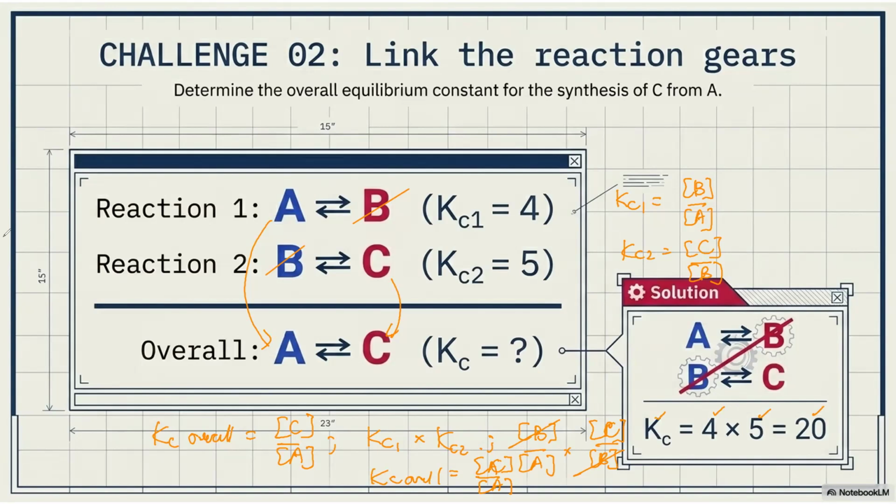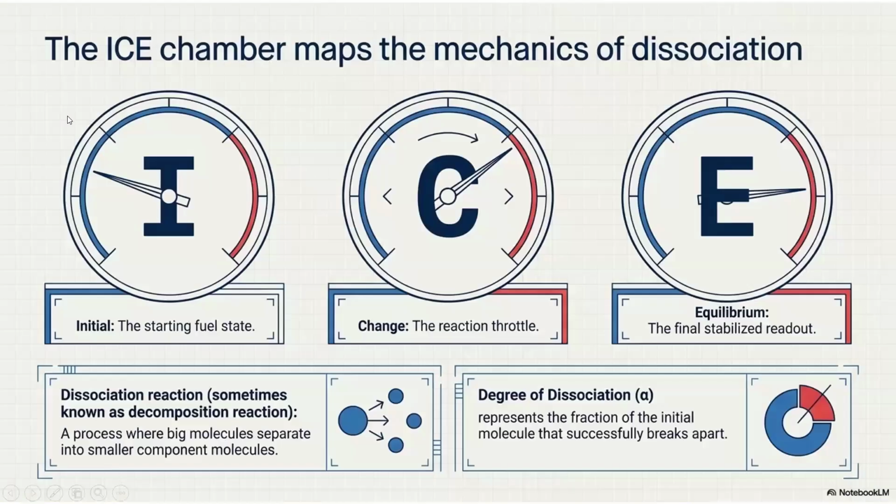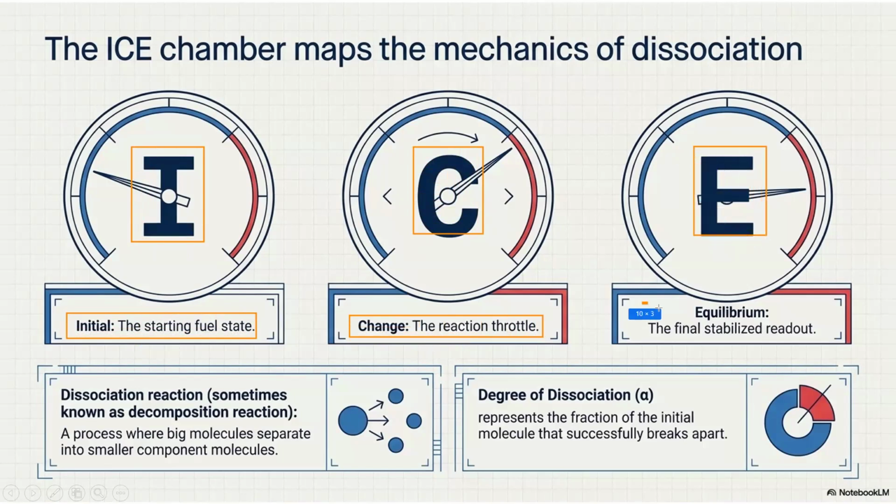Now we are going to go into the calculation steps involving chemical equilibrium. To calculate chemical equilibrium, we usually use what we call an ICE system. So what is an ICE system? In the ICE system, I stands for initial, the starting state, C stands for change, the reaction changes, and finally E stands for equilibrium, the stabilized state.